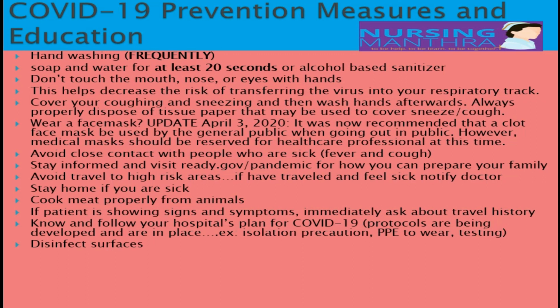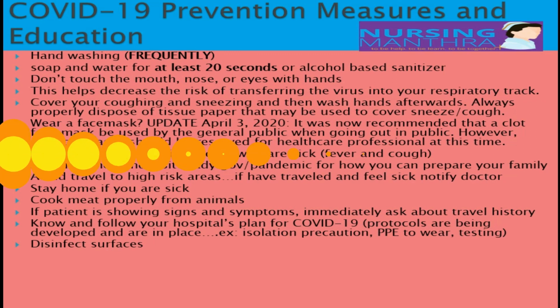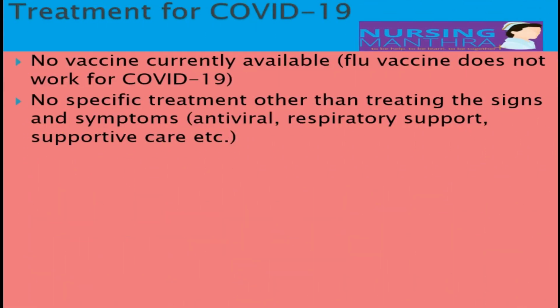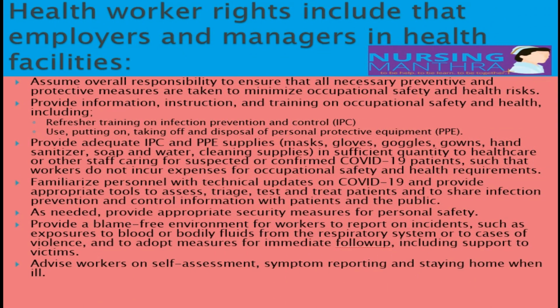So familiarize the personnel with the technical updates on COVID-19 and provide appropriate tools to assess, triage, test and treat patients. Provide a blame-free environment for workers to report incidents such as exposure to blood spill, body fluid spill from the respiratory system, or a case of violence, and to adopt measures for immediate follow-up.